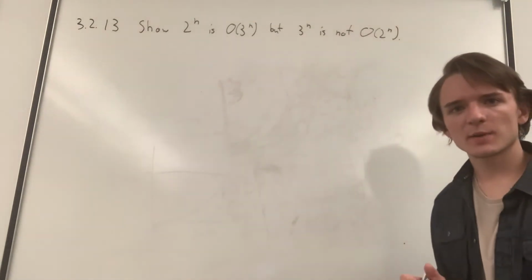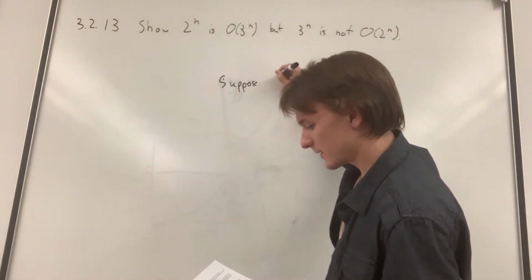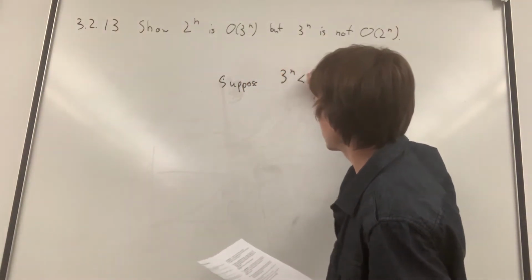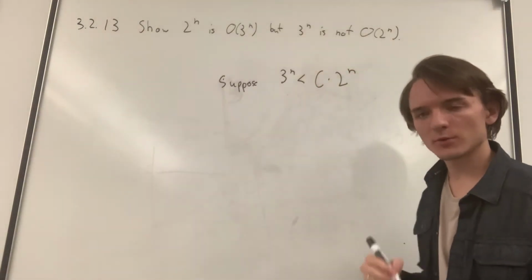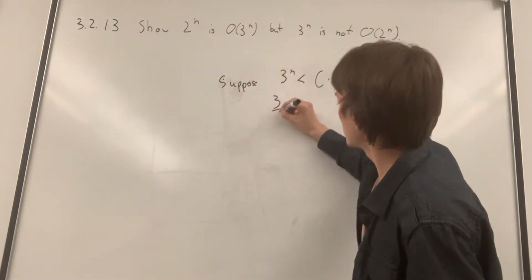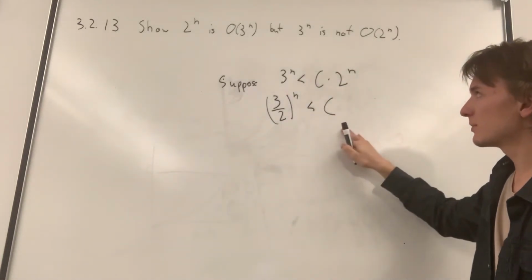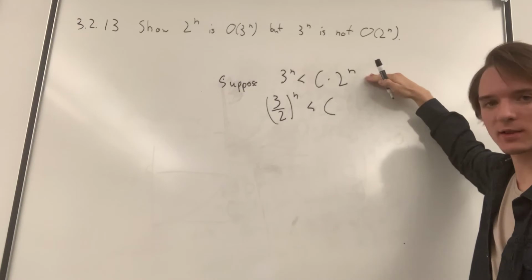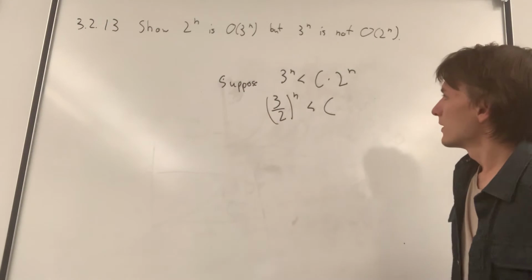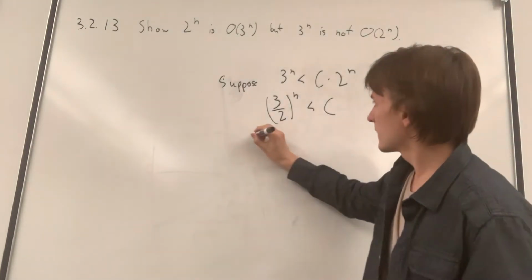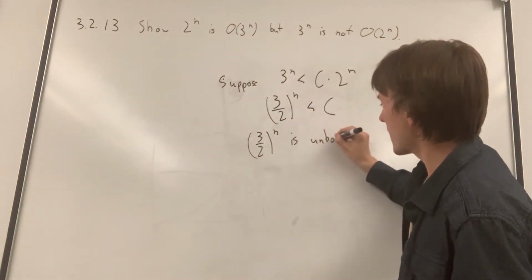Alright, so for this one, let's set up a proof by contradiction. Suppose instead that 3 to the power of n is in fact less than some constant times 2 to the power of n. We'll do the algebra. We get 3 over 2 to the power of n, which is less than c. We got this equation by simply dividing both sides of this inequality by 2 to the power of n. Okay. From here, we see that 3 over 2 to the power of n is unbounded.